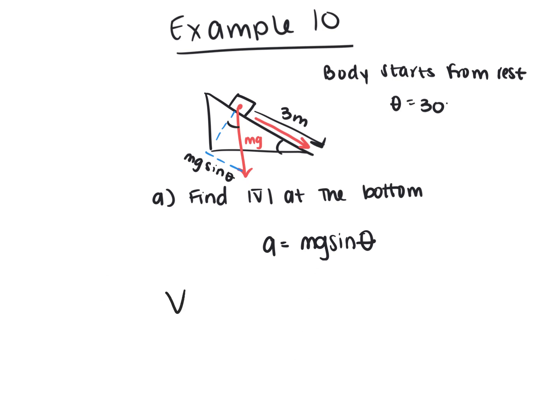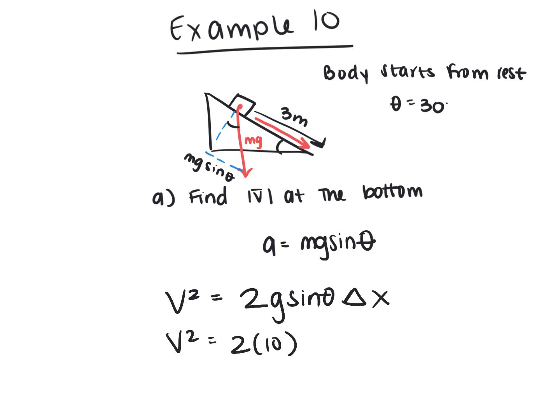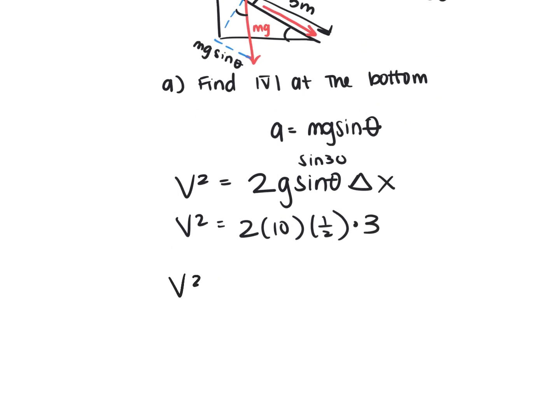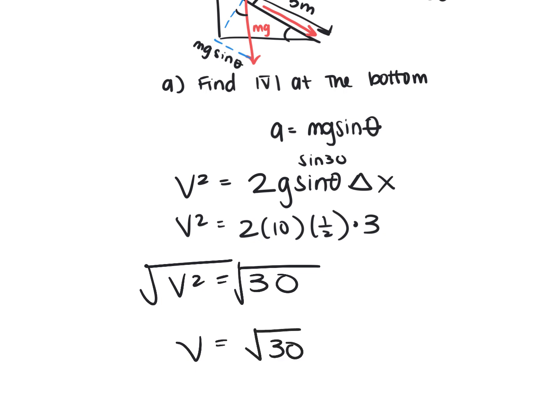So our velocity squared will equal 2 times the gravity, sine theta, and the displacement. So we can plug in our values. 2, gravity is 10. Sine theta, it would be sine of 30, which is 1/2, times 3 because it traveled 3 meters. And we would get v squared equals 30. And then we'd find the square root of 30. So again, v equals the square root of 30.